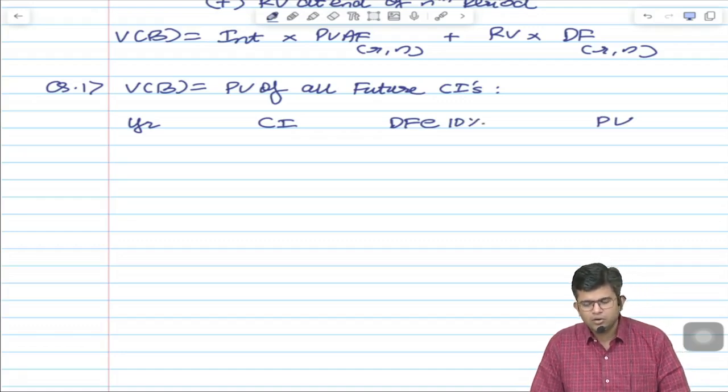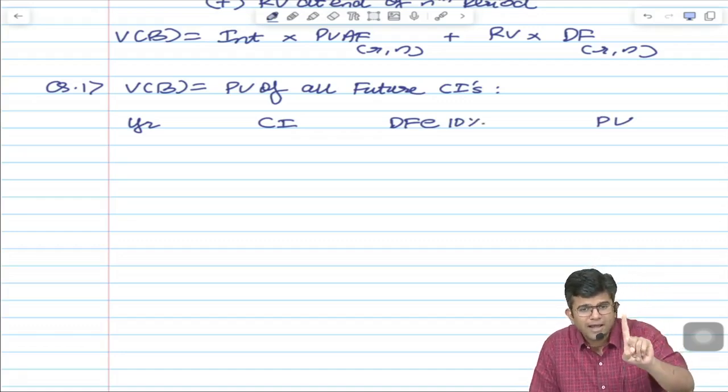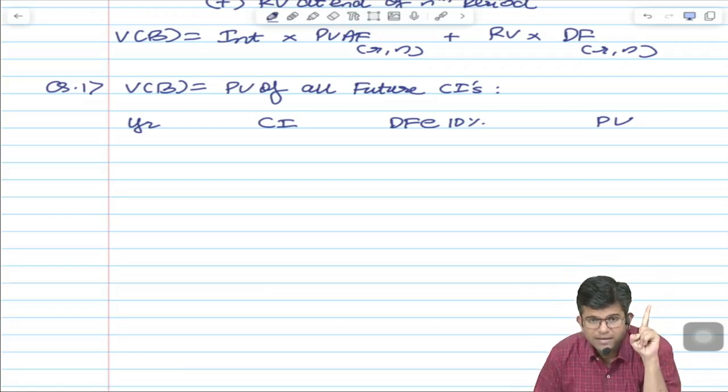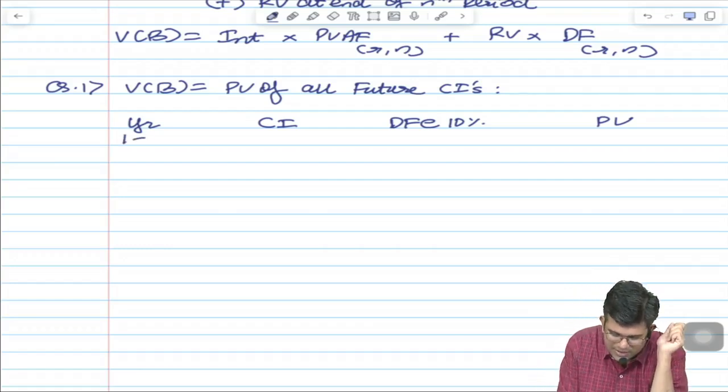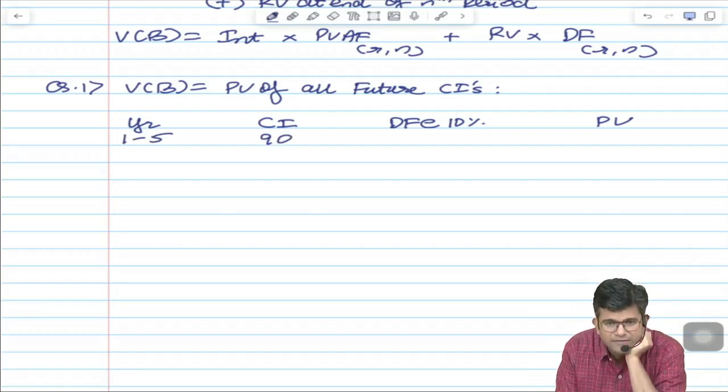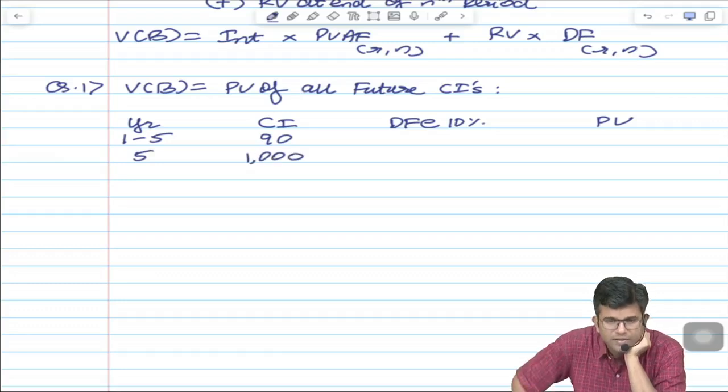Everyone. We are not calculating NPV. We are only calculating PV of CI. I hope you are listening. Only PV of CI. Now you tell me, if you invest in this bond today, do you understand that you will get 90 rupees every year for the next 5 years, and at the end of 5th year, can I say you will get your 1000 rupees redemption? Think about what I'm writing here.